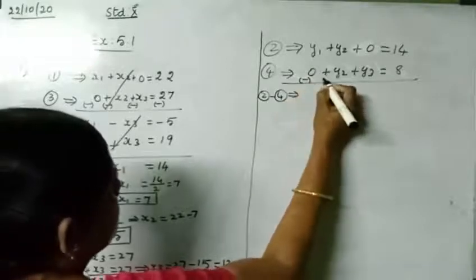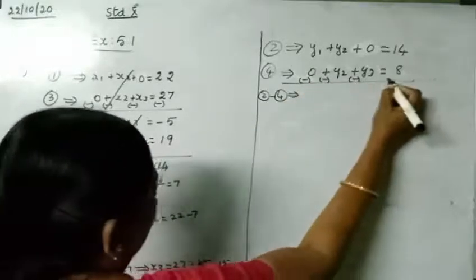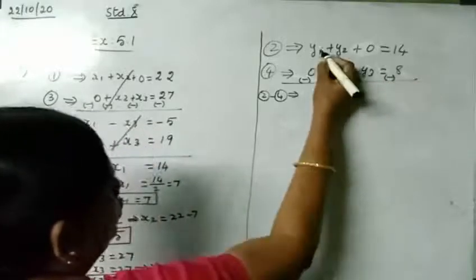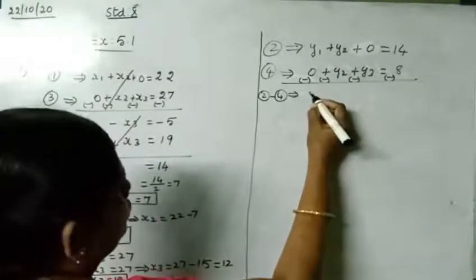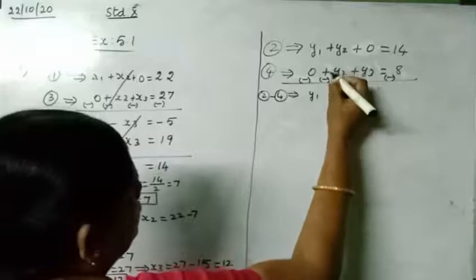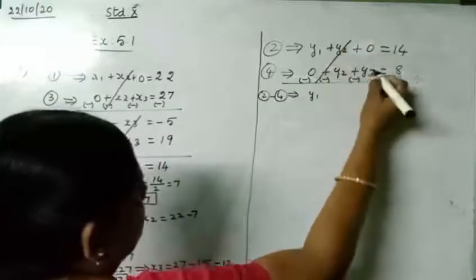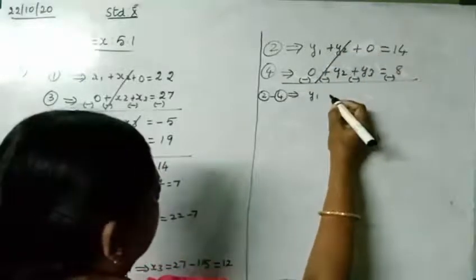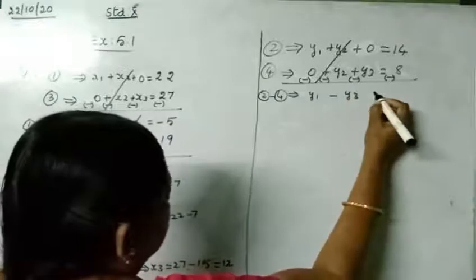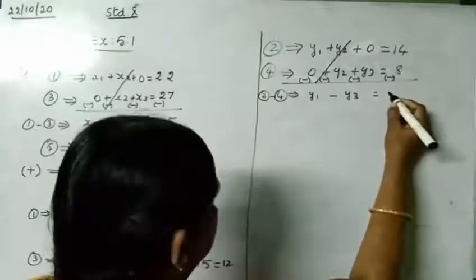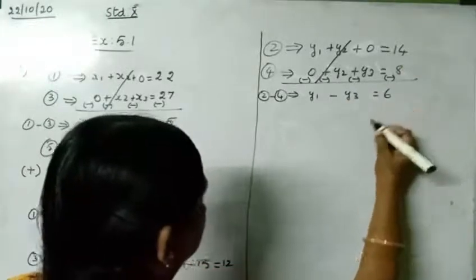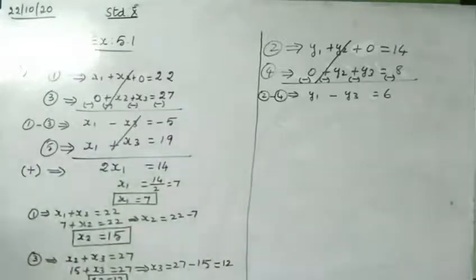Now change the signs. So y1 minus 0 is y1. Plus y2 minus y2 cancel. 0 minus y3 is minus y3 is equal to 14 minus 8 is 6. So y1 minus y3 is equal to 6.